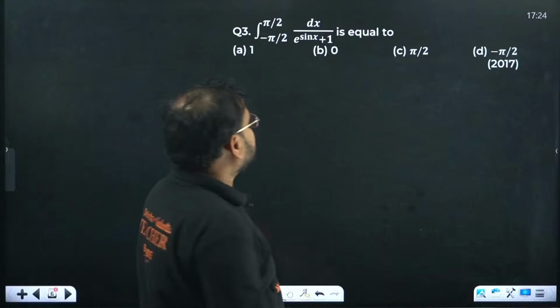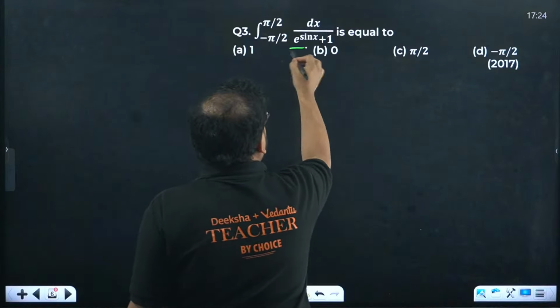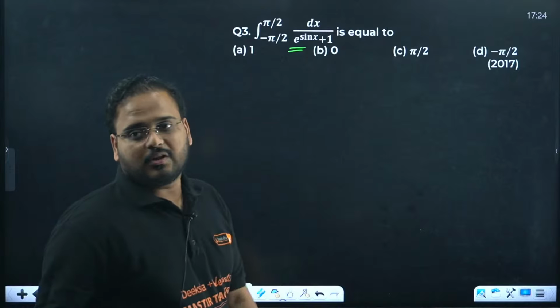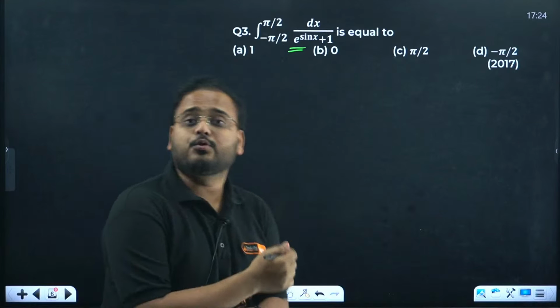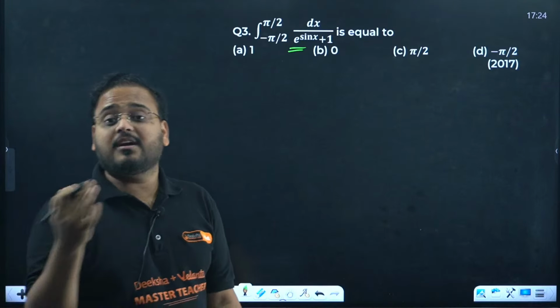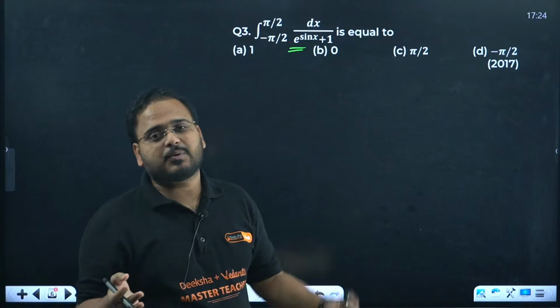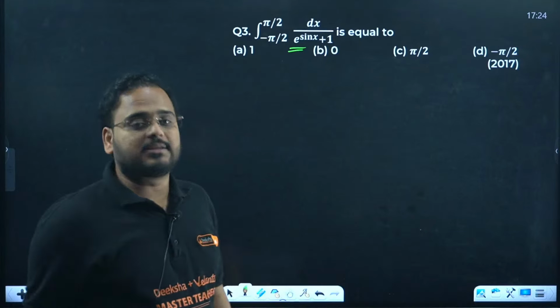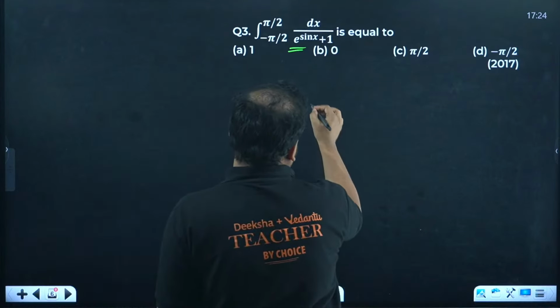Question number 3, dx upon e power sin x plus 1. Okay, how to solve this? Whenever you see this kind of term, try to use the properties of limits. Before using that, if you can clearly use odd even, try to use that first, but over here it will not make sense. So let's use King's rule. Okay, so we can use that.